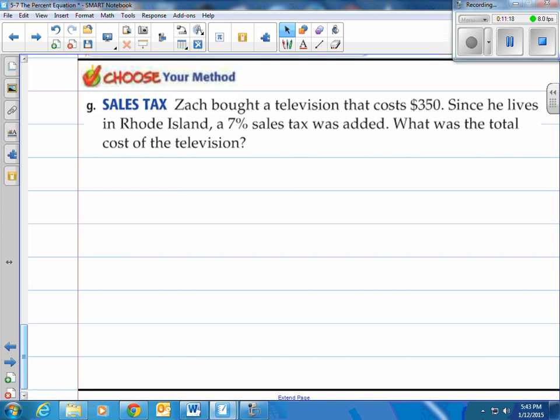How about you give it a shot here? Come on back, see how you do. It says Zach bought a television that cost $350. Since he lives in Rhode Island, a 7% sales tax was added. What was the total cost of the television?